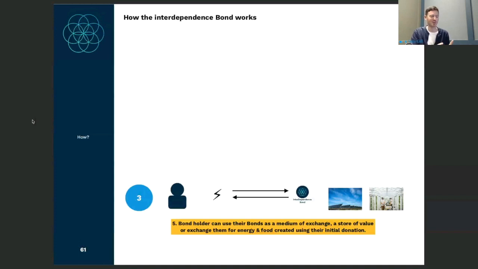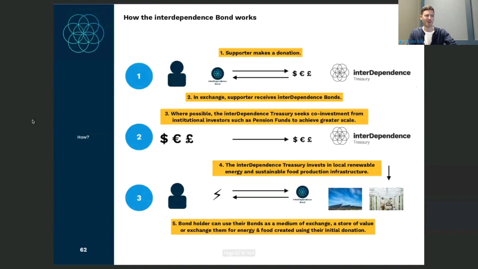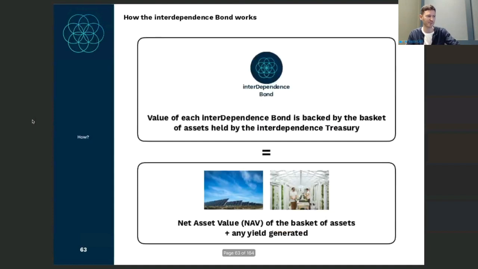And we'll talk a little bit more about how we do that in a bit. So just to recap: if somebody makes a donation, in exchange they receive bonds. Where possible, we will seek co-investment from institutional investors to get to greater scale. We then use that money to invest in infrastructure, and the bondholders at a later date can redeem their bonds in exchange for energy or food produced by that system.